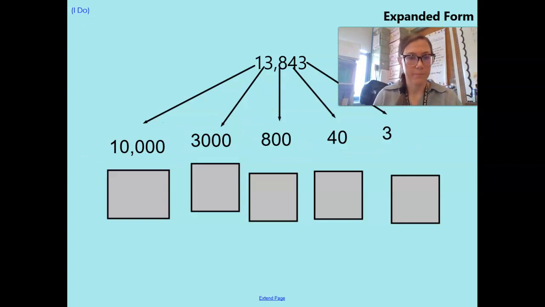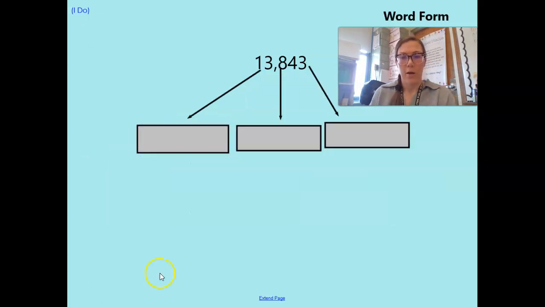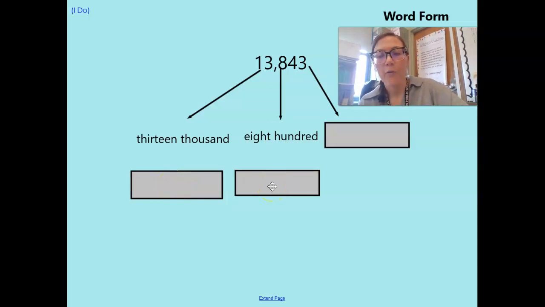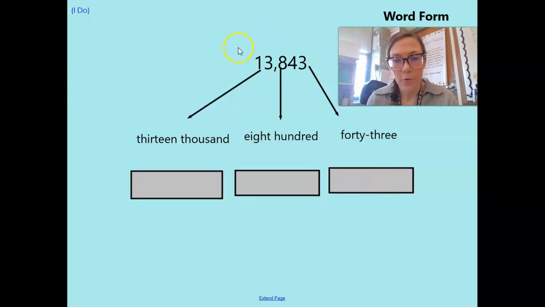Okay, here's our next one. Let's take this number and now let's write it into word form. How we say it is how we spell it. First I say 13,000. This comma signals to me that I need to say the word thousand. So 13,000. I spell out and write thirteen thousand. Then I spell out 843. So this standard form of 13,843 is now spelled out thirteen thousand, eight hundred forty-three. Okay?